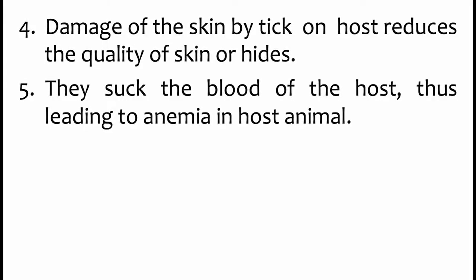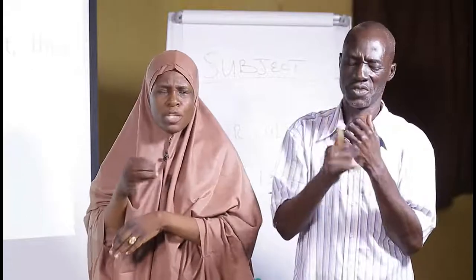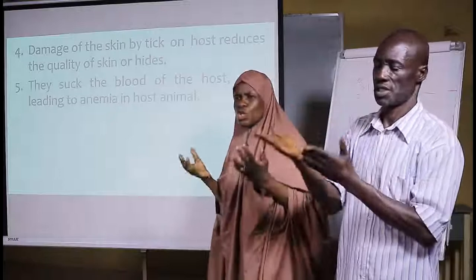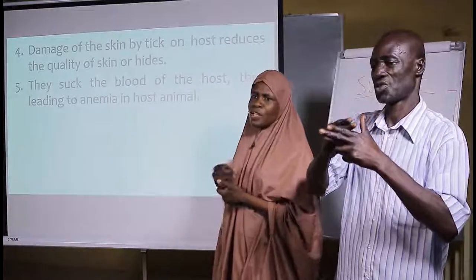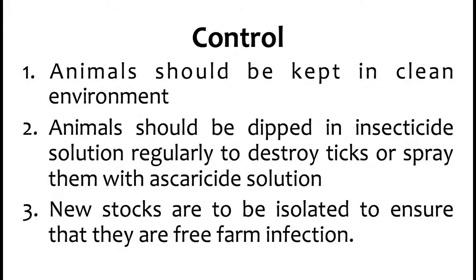Fifth, they suck the blood of the horse, thus leading to anemia in the host. Mostly, ticks depend on blood. So they suck the blood of the animal, and this will lead to anemia, that is shortage of blood in the animal. And this can also lead to death. Control measures. Number one, animals should be kept in clean environments.